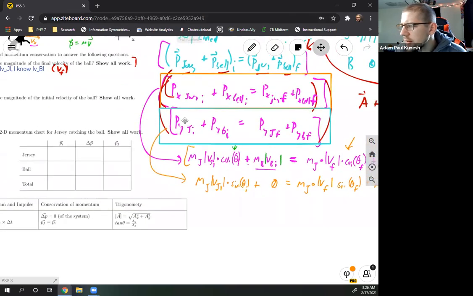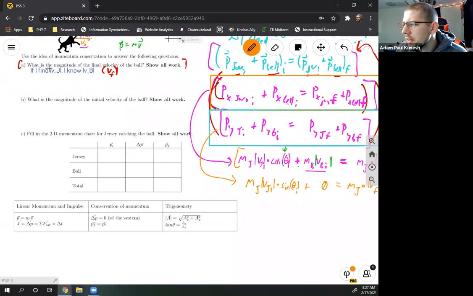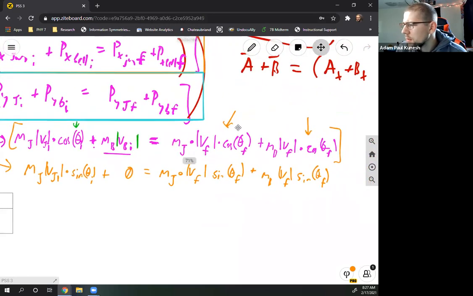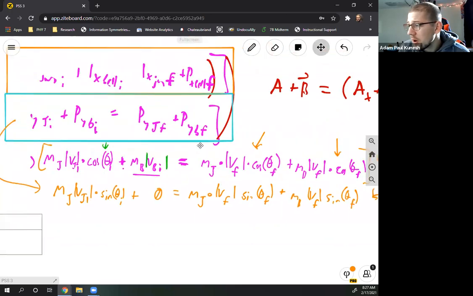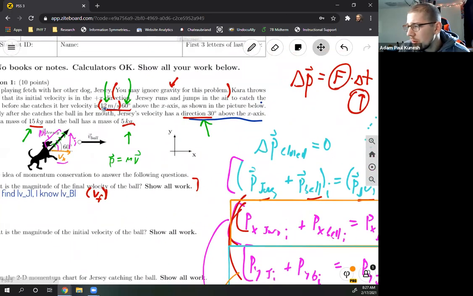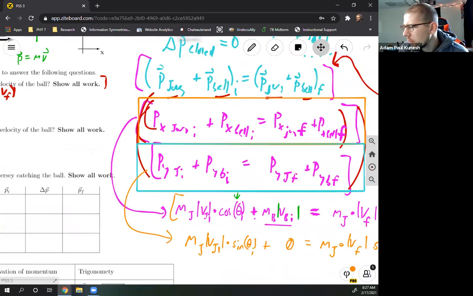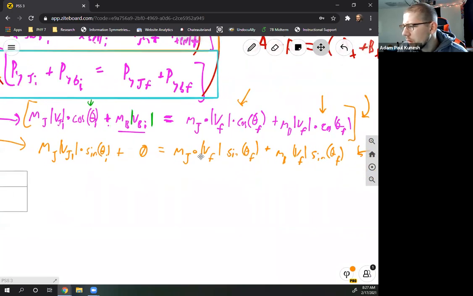Now I want one that's going to give me a handle on the final velocity of the ball. Just looking at these, I have two options, right? I can either pick the top one or the bottom one. And I want to think about things that I know. The things that I know are the initial magnitude and direction of Jersey and the initial direction of the ball. That's all I have. So let's look at these two things.